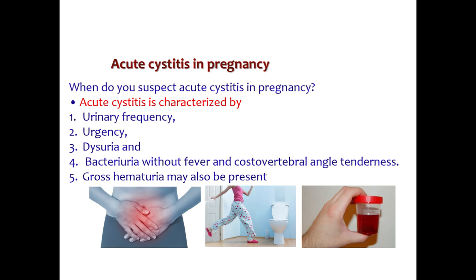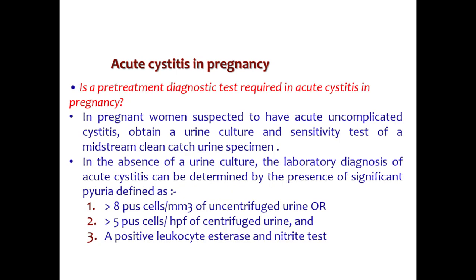So in asymptomatic bacteriuria there are no symptoms, but in acute cystitis with pregnancy there are symptoms, which are urine frequency, urgency, dysuria, bacteriuria, and gross hematuria may also be present. In this case, if there are symptoms, we must start treatment at once, and the symptoms are concerning for the occurrence of cystitis.